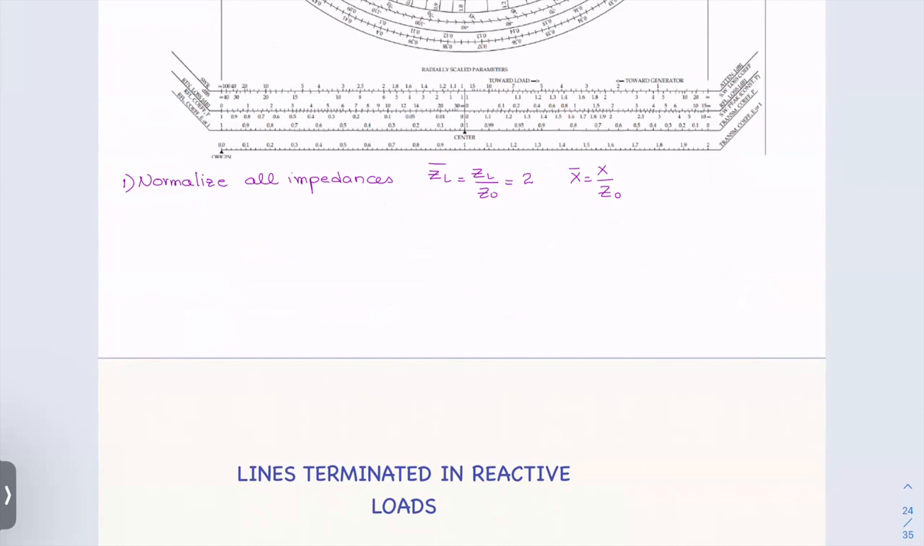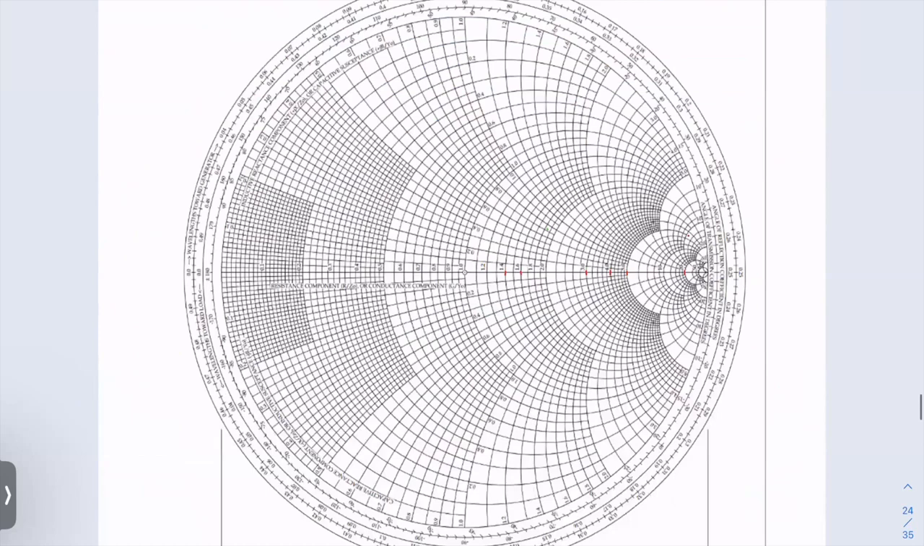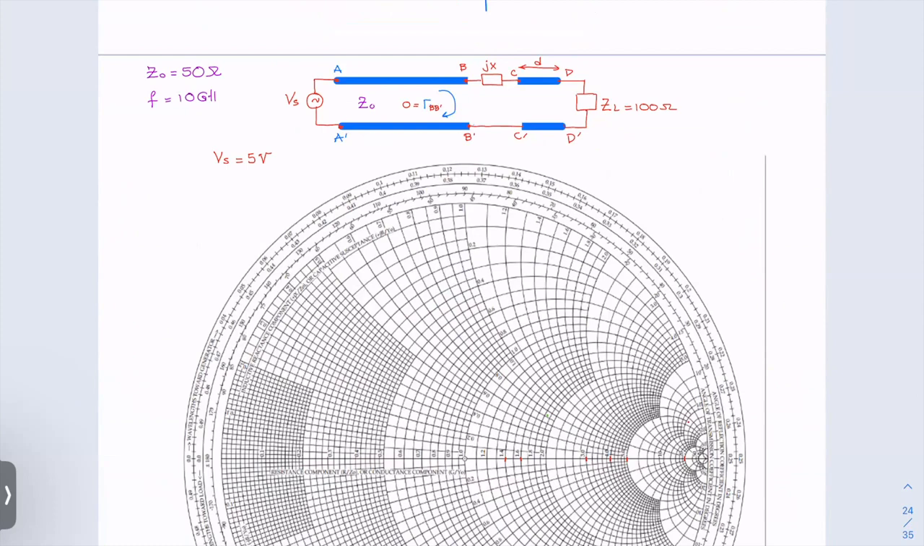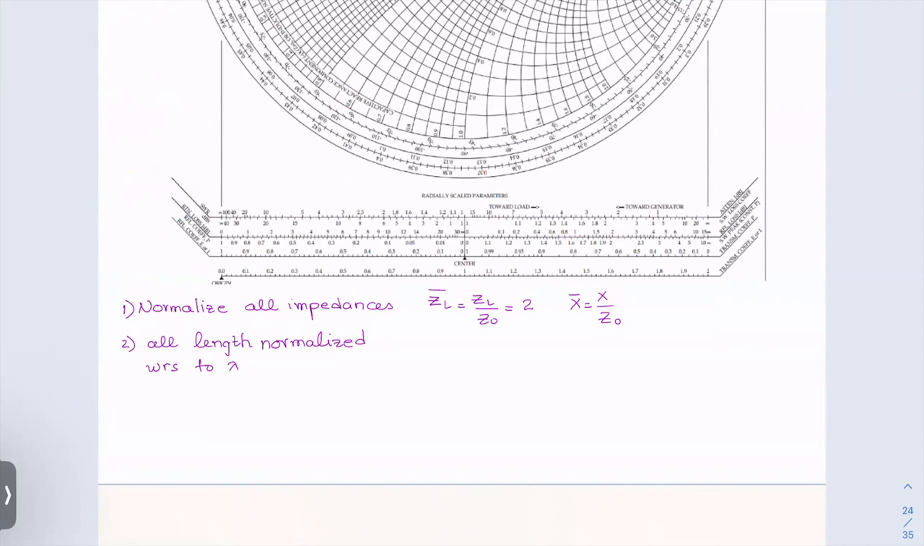And then we will normalize all lengths with respect to lambda. Okay, the frequency I had given you is 10 gigahertz. But then I also mentioned that if I ask you to solve this problem and you give me the result in lambda, that is a solution. Unless I ask specifically, give me your result in physical dimensions, then you should stop at lambda, all right?